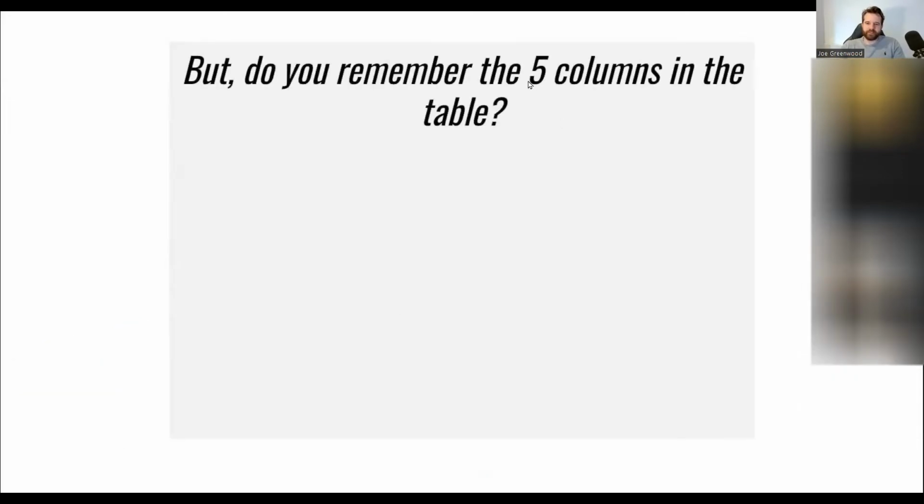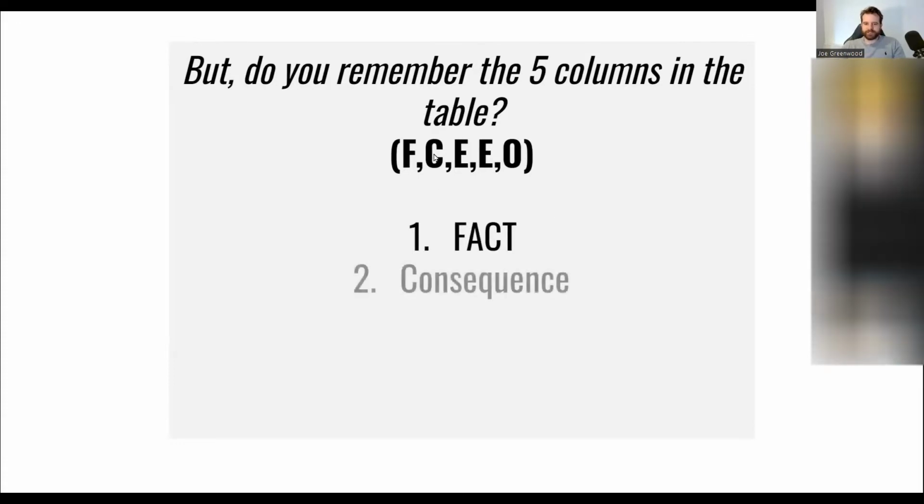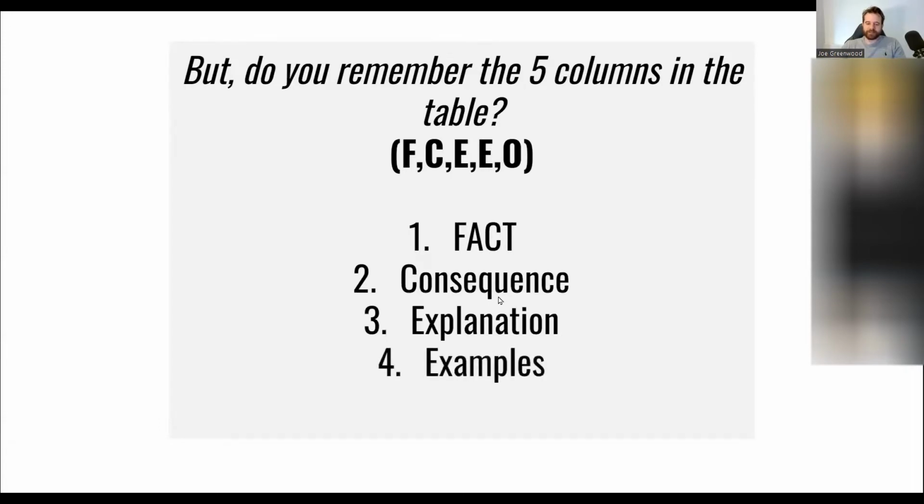But do you remember the 5 columns in the table? Who remembers what F, C, E, E, O were in your table from last week's homework? Is F fact? Fact, yes. What's number 2? Consequence. Yes, consequence. What's number 3? Actually, fact is the same as evidence, right? But E was not evidence. And the 4th one is example. What's the 3rd one? Explanation. Boom. And 5? Opinion. Yes. Okay, let's see if you remember them again.